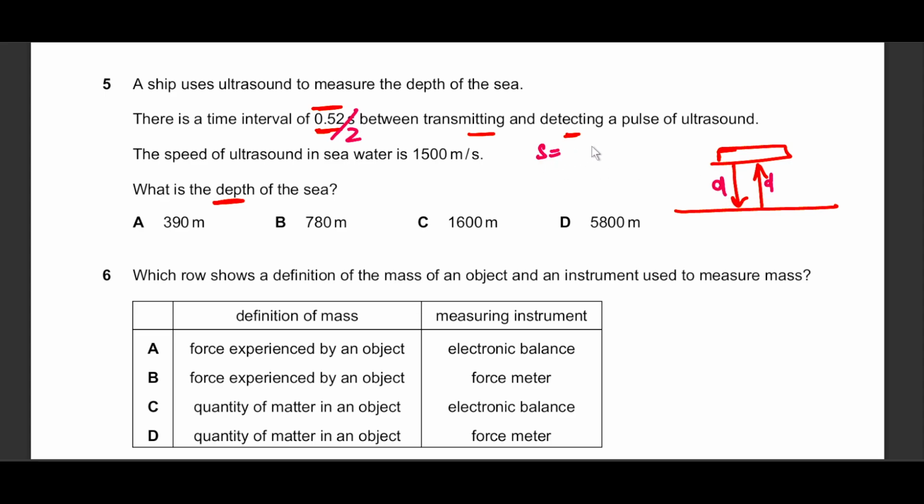We have two choices. Either we can divide the time by 2 or we can take the distance as 2d. So simply speed equals d plus d divided by t, which becomes 2d divided by t. T is given to us, and it's simply a matter of placing values, which is 1500 equals 2d divided by 0.52. So our answer comes out as 390 meters.